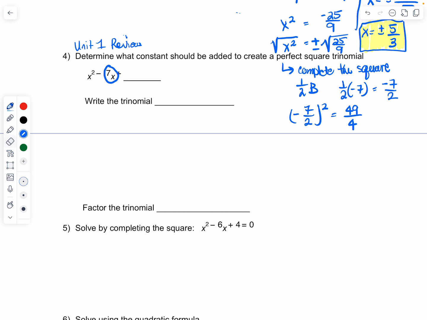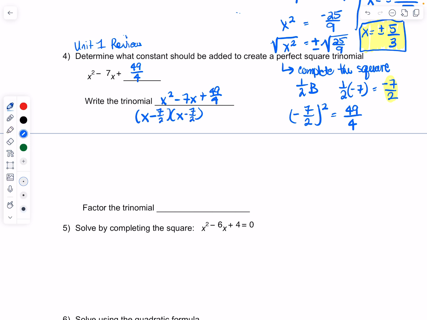So in order to write what comes next, we're going to write 49 over 4. That will create the perfect square trinomial. So if I write the trinomial, I get x squared minus 7x plus 49 over 4. Now, that factors out into two binomials that are completely the same. And to find out what those values are, we just have to look at what happened before we squared the b term. So do you see the -7 halves?